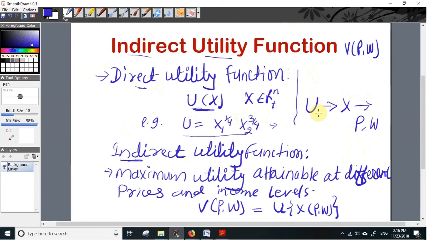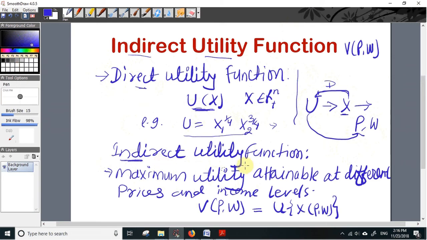So the direct utility function goes from here to here, that is, utility attainable from the consumption of goods. So the direct utility function is a function of the quantities of the commodities. Now the indirect utility function shows the maximum utility that can be obtained as a function of prices and level of income.